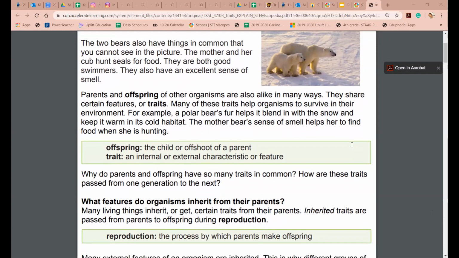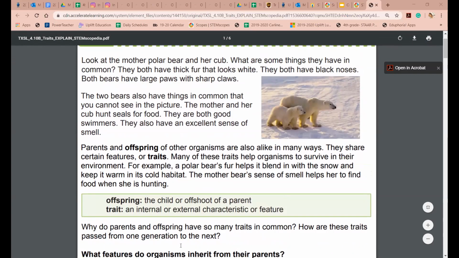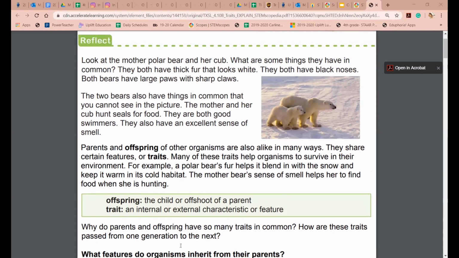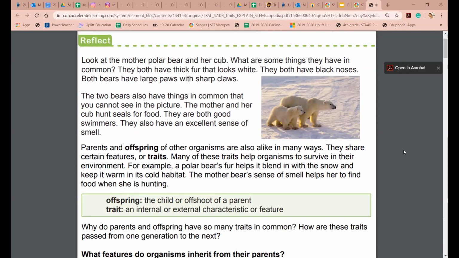Now, when it comes to animals, a lot of these traits will help these organisms survive in their environment. So we talked about camouflage, and obviously the polar bear is white, okay? Its fur is white, and that helps it blend in with the snow, okay? And it also helps it keep warm in its cold habitat. Another trait that we can't see that polar bears have is that the mother bear's sense of smell helps her to find food when she's hunting. Okay, and that is also a trait that is passed down. That's just kind of an instinct that most bears have. But if I understood it correctly when I read up on everything this morning, there are some bears that do need to learn how to hunt because it just doesn't come as natural to them as it does to other bears.